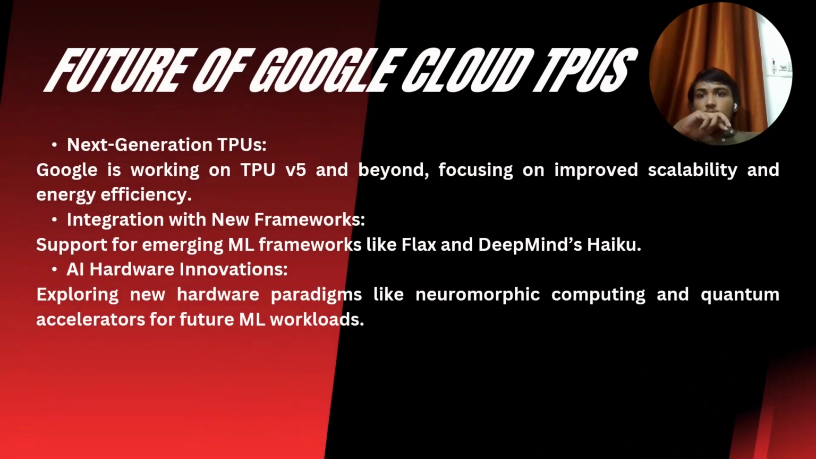What is the future of these TPUs? Next generation TPU: Google is working on version 5, focusing on improved scalability and energy efficiency. Of course, when one version is launched, the company will work on the next generation to enhance its capabilities. Integration of new frameworks: new machine learning frameworks will be added. AI hardware innovation: new hardware paradigms like neuromorphic computing and quantum accelerators for future memory workloads.